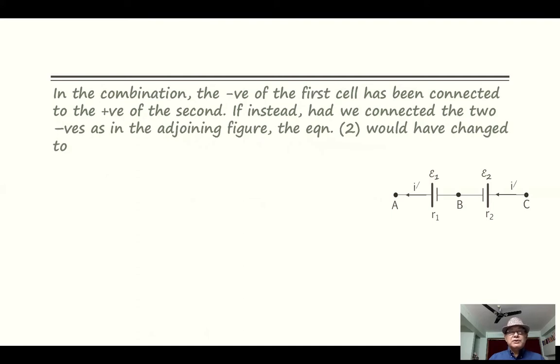In the combination, the negative of the first cell has been connected to the positive of the second. If instead, had we connected the two negatives as in the adjoining figure, the equation 2 would have changed to VB minus VC equal to minus E2 minus I dash R. This is equation 7.